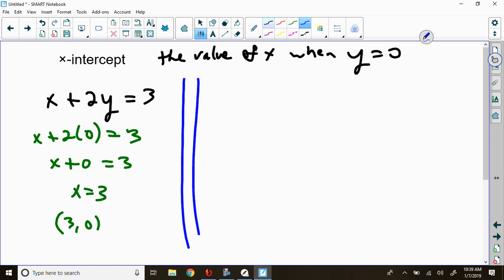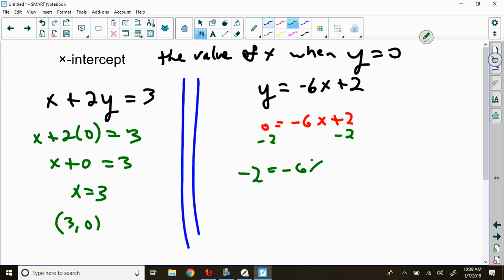If we had an equation in slope-intercept form, though, something like y equals negative 6x plus 2, let's say, finding the x-intercept to that, probably not as easy. It's the value of x when y is 0. So 0 equals negative 6x plus 2. So we subtract 2 from both sides. So negative 2 is negative 6x.